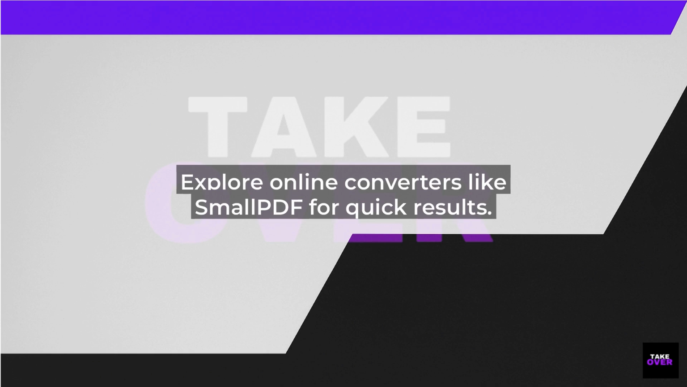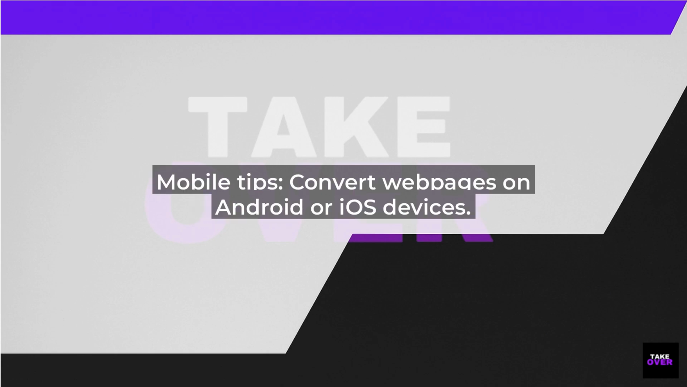If that doesn't work for you, try an online converter. Websites like SmallPDF or I Love PDF are fantastic for this. Just copy the URL of the web page, paste it into the converter's input, and follow the prompts to download your PDF. Remember to use reputable sites to avoid any security risks.